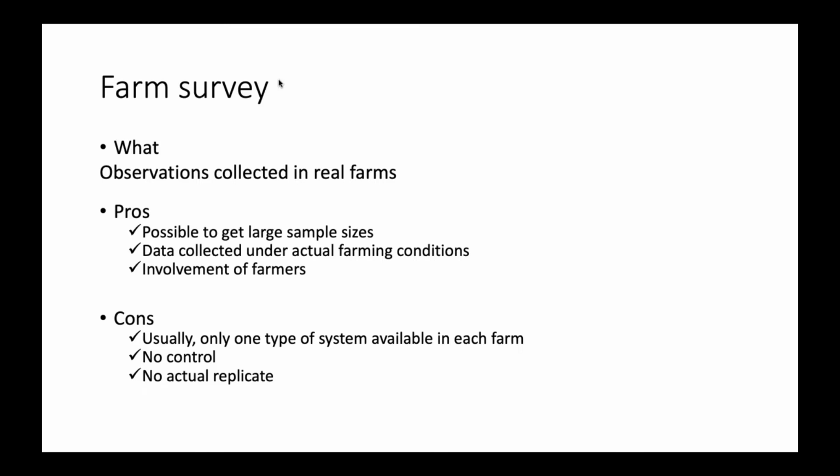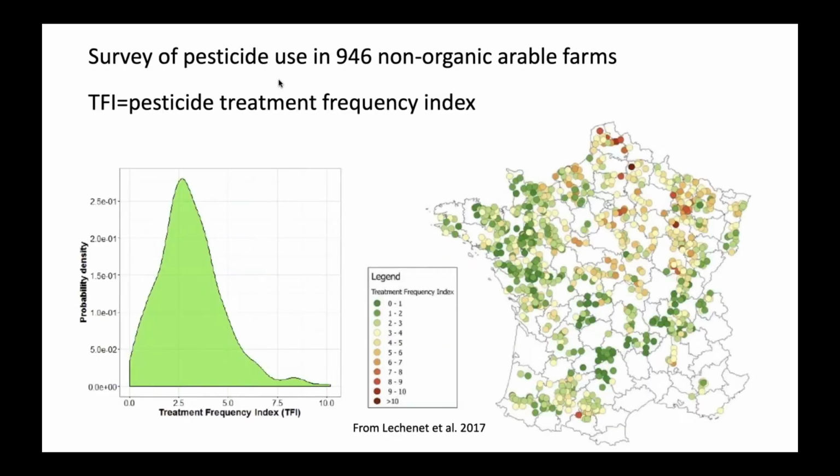But the disadvantage is that you usually only have one type of cropping system available in each farm. You have no control and no actual replicate. This is an example of an on-farm survey. So here it's a relatively large survey, including more than 900 non-organic arable farms in France. So you also see different types of measurement observations were collected here.